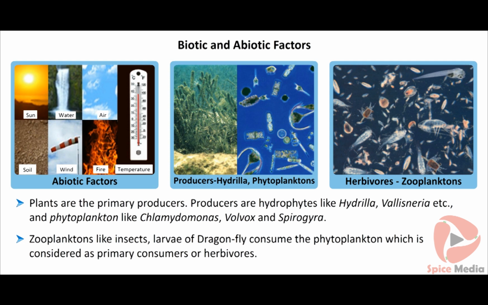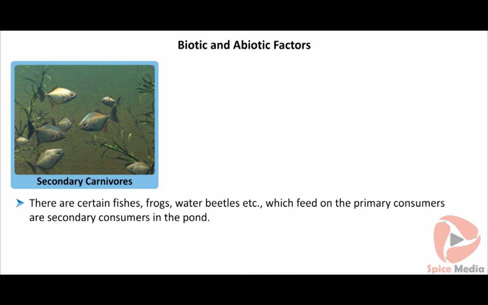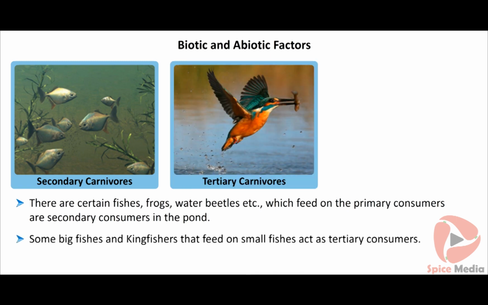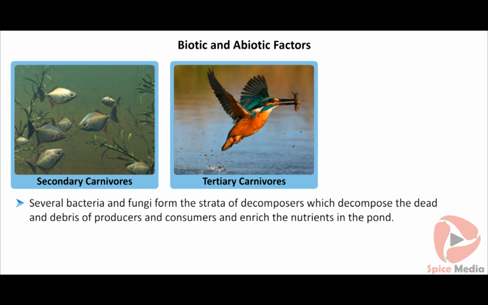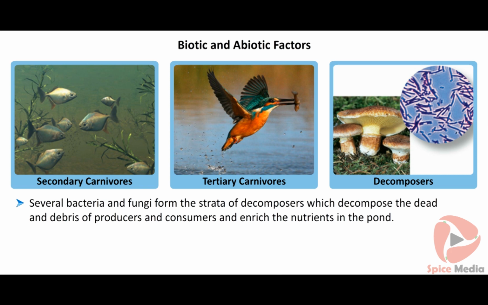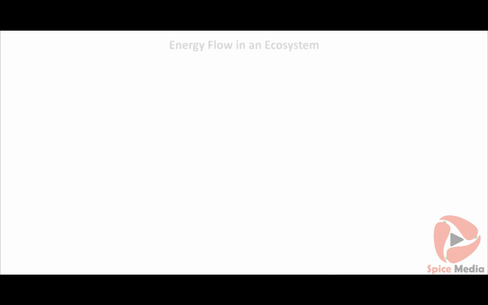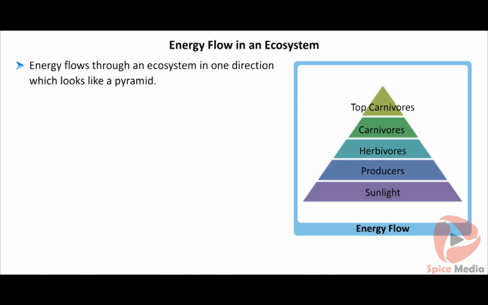Zooplanktons like insects and larvae of dragonfly consume the phytoplankton, and are considered primary consumers or herbivores. There are certain fishes, frogs, water beetles, etc. which feed on the primary consumers, and they are known as secondary consumers in the pond. Some big fishes and kingfishers that feed on small fishes act as tertiary consumers. Several bacteria and fungi form the strata of decomposers which decompose the dead and debris of producers and consumers and enrich the nutrients in the pond.